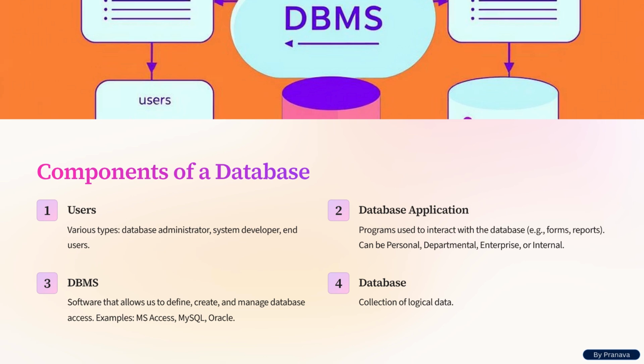Next, the fourth point is the database. As I have already told you, a database is nothing but a collection of logical data. Whatever data is raw will be processed into information, and that information will be linked or interconnected, which makes it logical data. Thus, a database can be said to be a collection of logical data. So this is what the components of a database are.